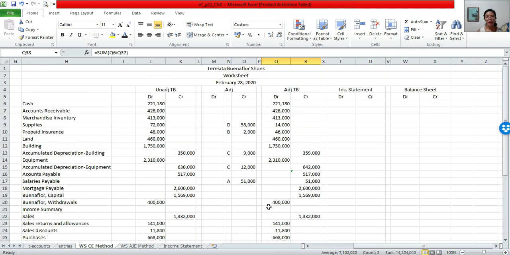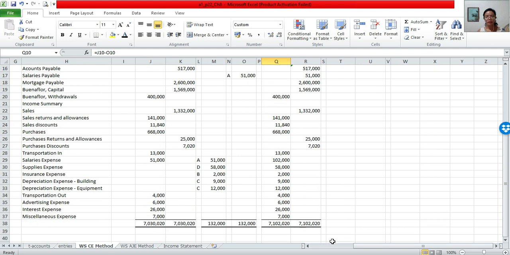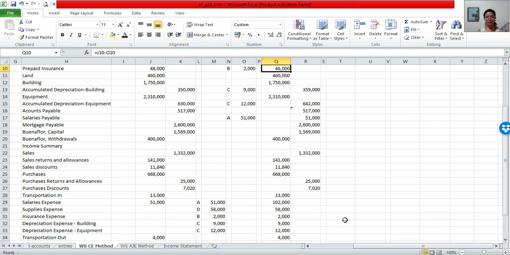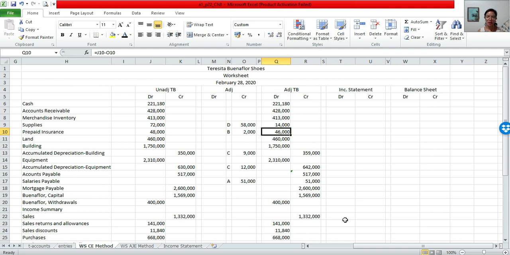7,102,020. So again, for every item you will find here, please give yourselves 1 point. So for each of the amounts you will find in the adjusted trial balance, you will earn points from the worksheet. So 1 check mark for each, all the way down to the final total debits and the total credits, provided again that there is a single rule before it and a double rule underneath it. Okay, so that is now our adjusted trial balance.